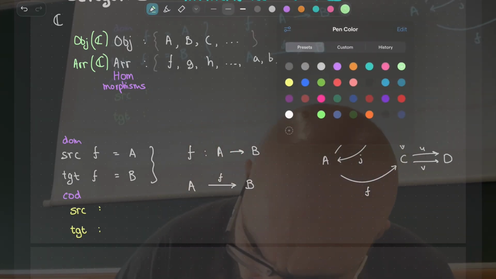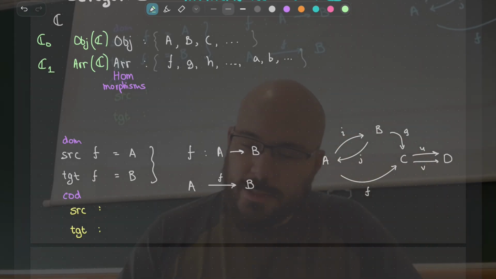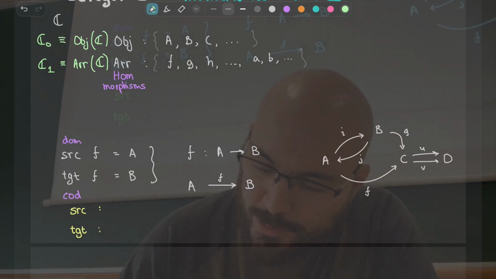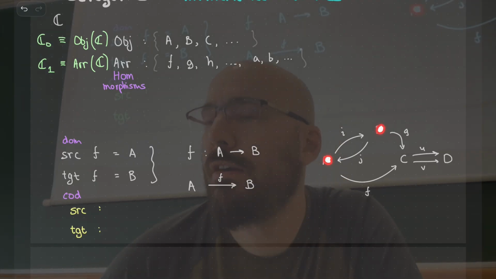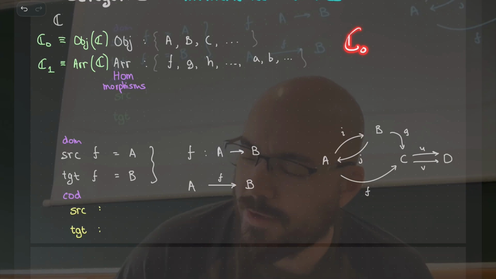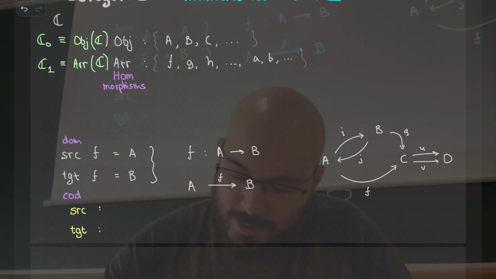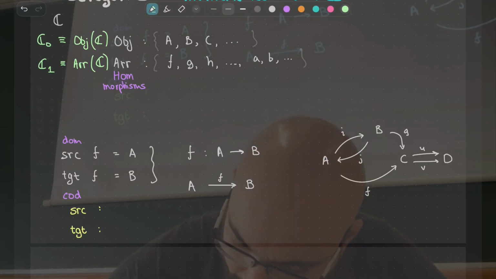Okay, so I will refer to this as C0 and this as C1. The intuition behind this notation has to do with the dimension of those things. If you look at this picture, the objects are like zero-dimensional, while the arrows are like one-dimensional. So this is where this 0 and this 1 comes from. If I write C0, it just means the objects of the category C, and if I write C1, it's just a collection of arrows.